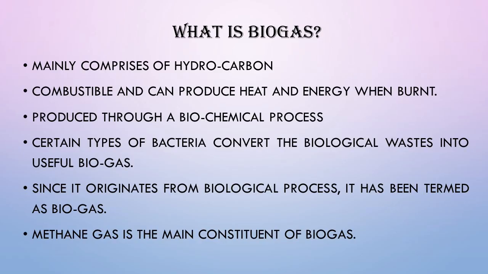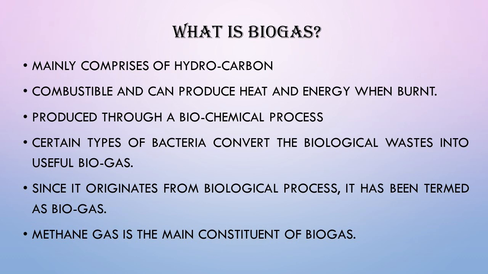It mainly comprises hydrocarbon, which is combustible and can produce heat and energy when burnt. Biogas is produced through a biochemical process in which certain types of bacteria convert the biological waste into useful biogas. Since the useful gas originates from a biological process, it has been termed as biogas. Methane gas is the main constituent of biogas.